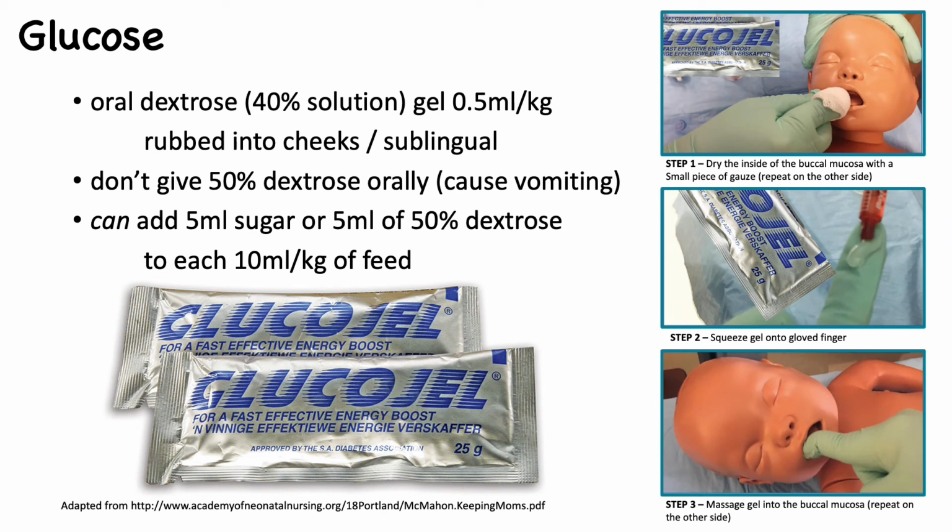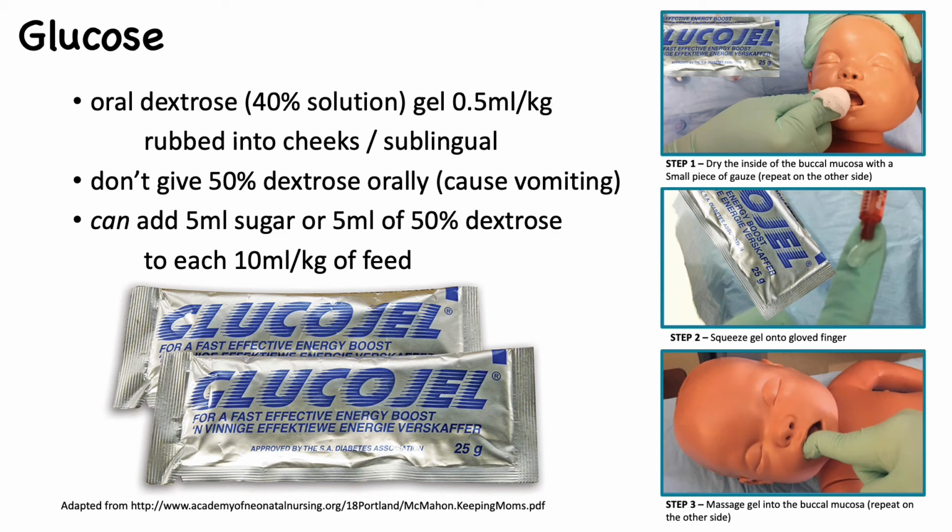The best way to treat hypoglycemia in a vigorous infant is with breastfeeding. If you have an infant, however, who is drowsy or floppy, and you are unable to get intravenous or intraosseous access, it is an option to give sublingual dextrose. So if you have dextrose gel, you can rub this into the cheeks and under the tongue. First, you need to clean the inside of the mouth and make sure that it is dry before rubbing in with a gloved finger. So 0.5 ml per kg of a 40% dextrose solution is what is recommended in literature. It's not advised to give 50% dextrose orally because it can cause vomiting.